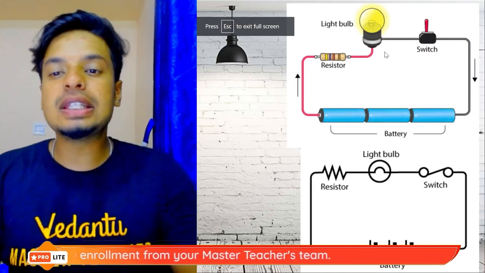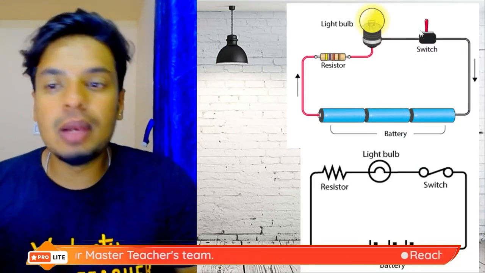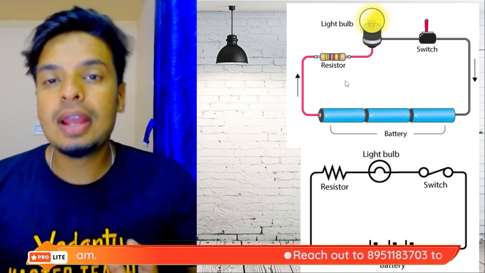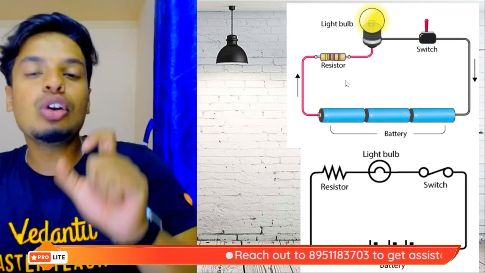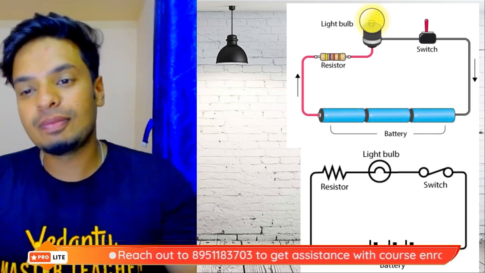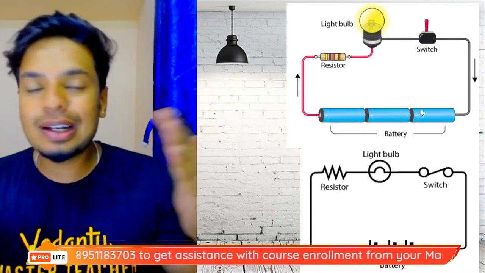Yeah, so as I told you, look at this, guys. This is the actual circuit here. We have a light bulb, we have a switch, battery, resistor. Guys, what is a battery? Battery is nothing but more than one cell. So when you have more than one cell, it's called a battery. Here we have three cells, so it's a battery. And it's the exact circuit diagram.